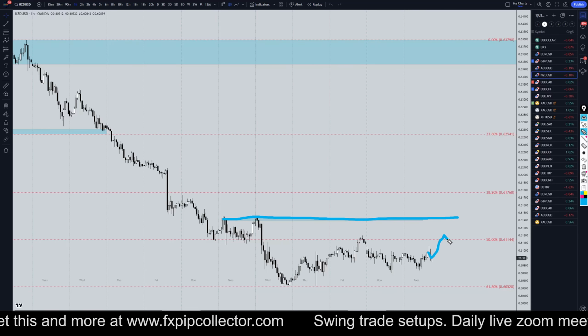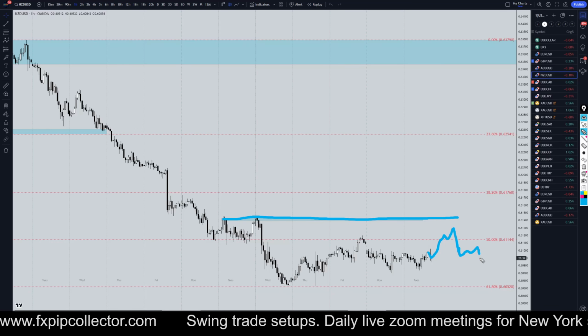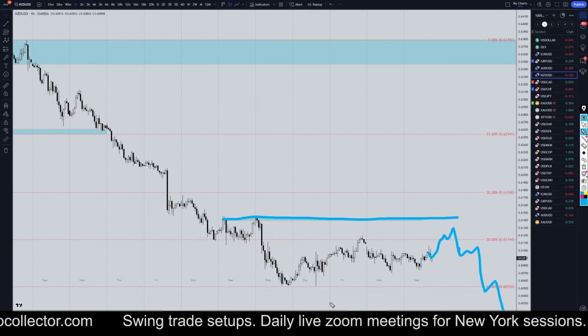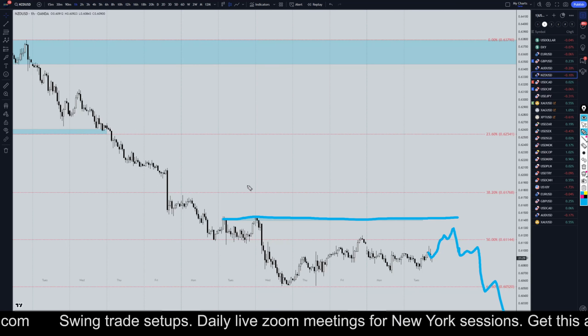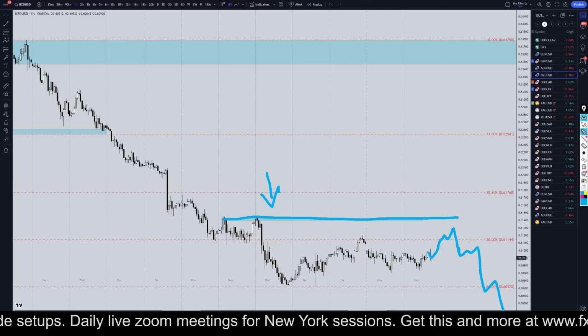So if we get this to come up and then it makes a lower high or rejects structure, then I would go short again. Even though it looks like this trend may be over on the higher time frames, it's not over until the market says it's over, and the market's not going to say it's over until we get a break of structure to the upside.